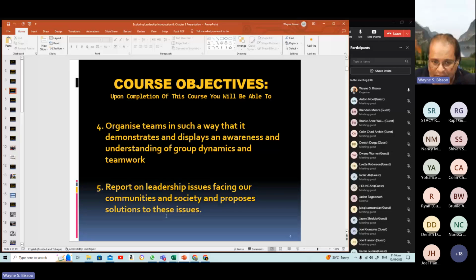We're going to work in teams, and that way you're going to be able to demonstrate that you have the capacity to work well in teams together, displaying an awareness of how group dynamics and teamwork work. Now, you guys tend to do well in this area because you are accustomed to working in group activities, both from classroom activities as well as from working with each other in your jobs. Because you're kind of dependent on each other all the way through. We're going to be looking at the issues that face our communities in relation to leadership and the issues that we're going to try and look at.